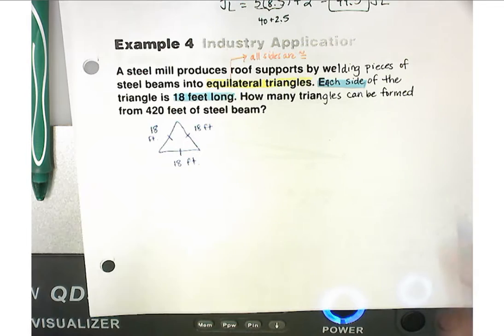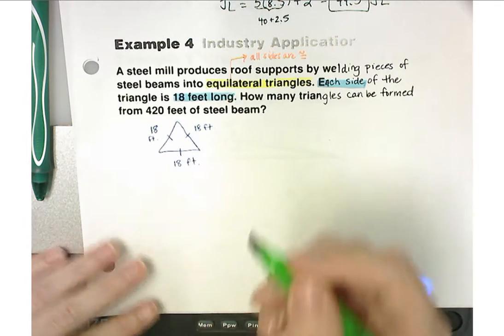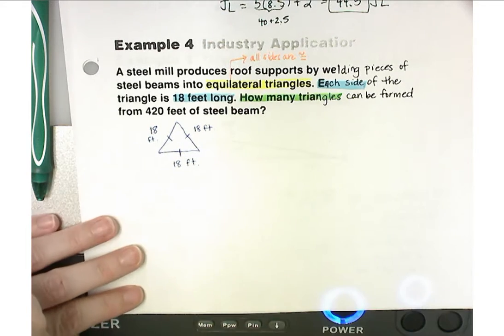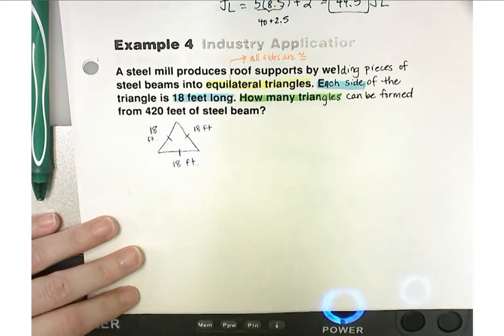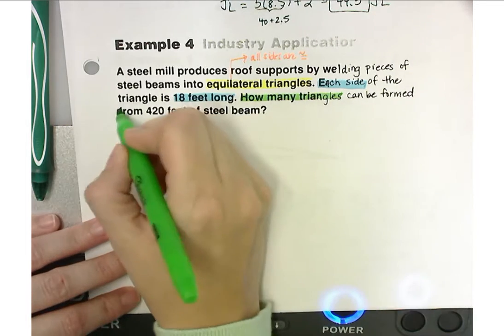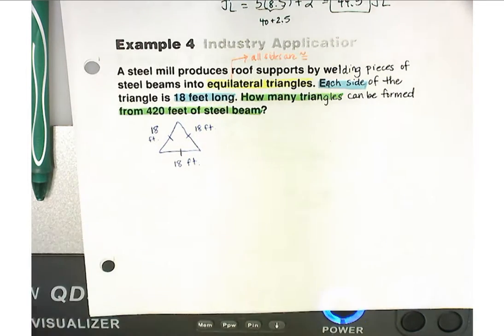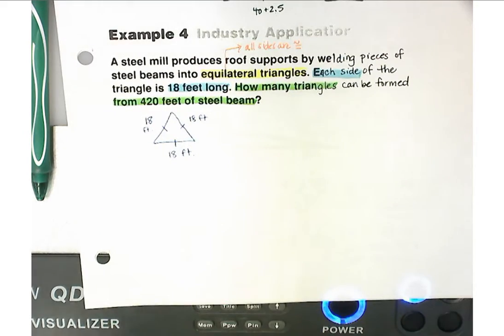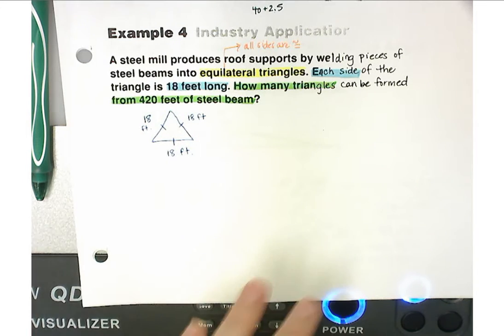So another important thing is the question, is what are you trying to do? And Adele, what are we trying to do for this problem? Good. So we have to find how many triangles. Okay, that's going to be our final answer. The number of triangles that can be formed from 420 feet of steel beam. Well, in order to figure out how many triangles can be formed, we have to know how much it takes to make one triangle.